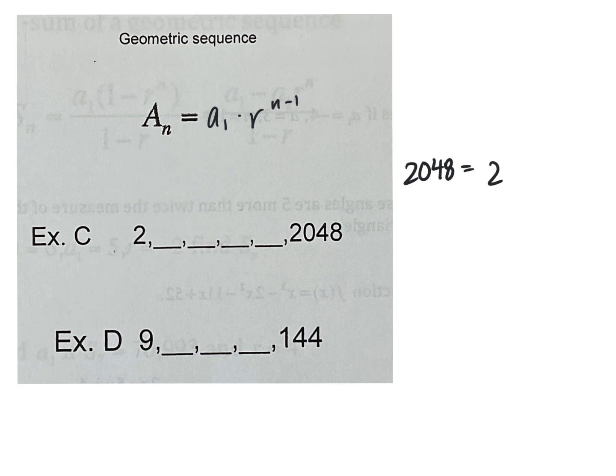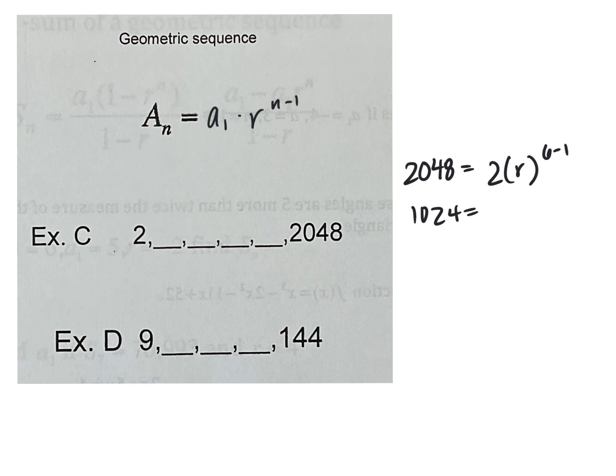Do we know what r is? We don't. So we've got r to the n minus 1. n is how many terms there are. Do you agree we've got 1, 2, 3, 4, 5, 6 terms in the sequence? So you could write 6 minus 1 up there, or you could write 5. I don't care either way. How could we start solving this for r? Divide by 2. 2048 divided by 2 leaves me with 1024.